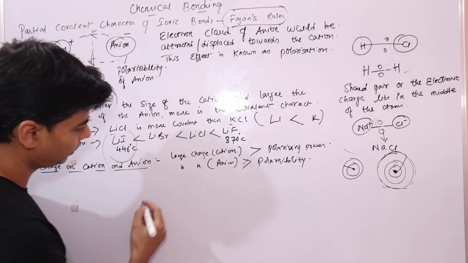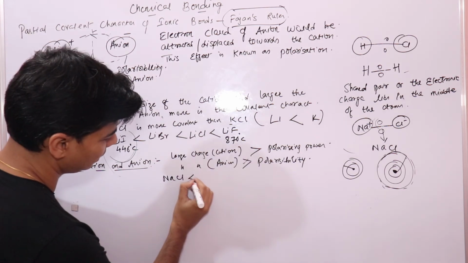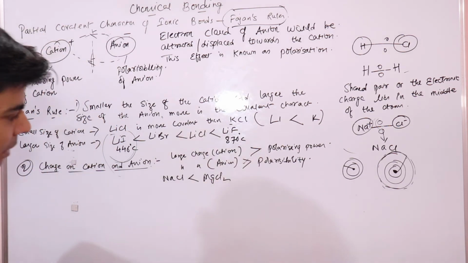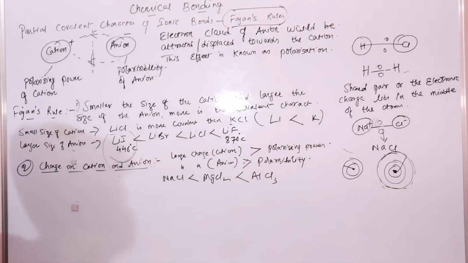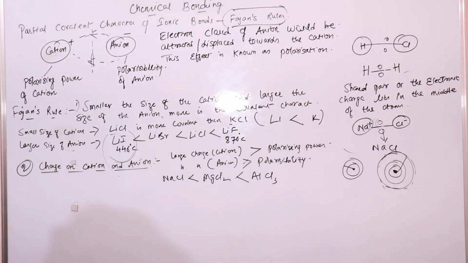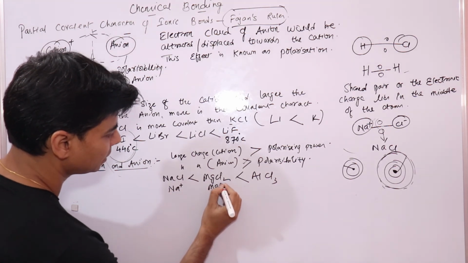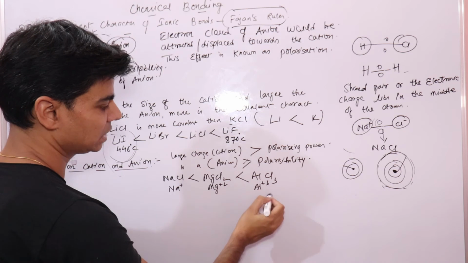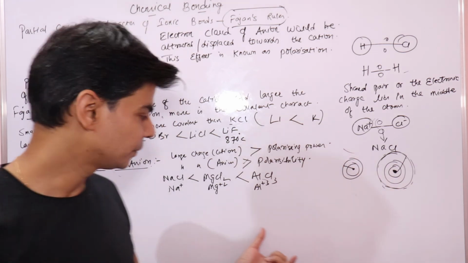If you look at the example, we have sodium chloride. This is less covalent compared to, say, magnesium chloride, and this is less covalent than aluminium chloride. Because if you look at the charge on the cations, sodium has one charge, magnesium has +2 charge, aluminium has +3 charge. Since aluminium has +3 charge, it can easily polarize the electronic charge on the anion.